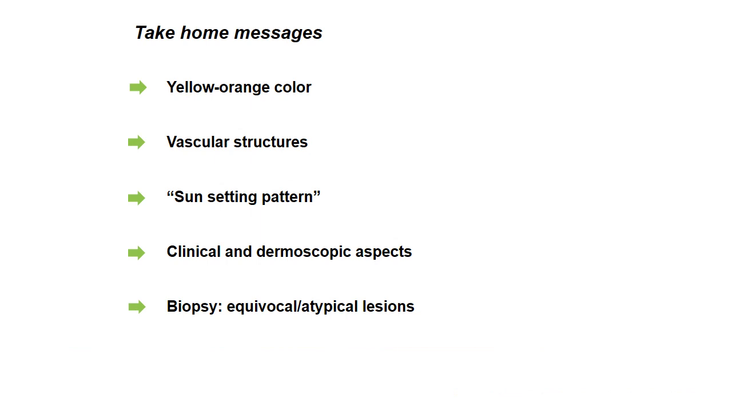So finally, we have our take-home messages. We should always take into account the yellow-orange color in the diagnosis of juvenile Xanthogranuloma. It usually has vascular structures. The combination between them makes the so-called setting sun pattern, which might be quite specific for the disease. We always need to take into account clinical and dermoscopic aspects to make the diagnosis, and never forget to biopsy every time we have equivocal or atypical lesions.